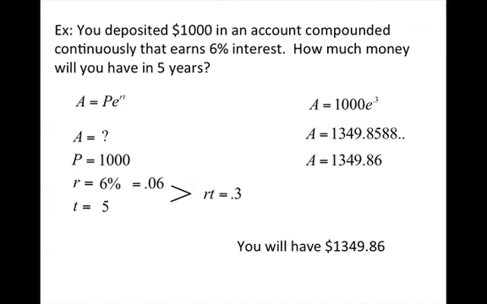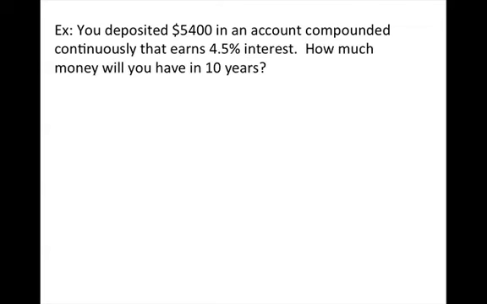Let's look at the next example. You deposited $5,400 in an account compounded continuously that earns 4.5% interest. How much money will you have in 10 years? Well, I saw that this was compounded continuously, so I'm going to use A equals P times e to the RT power.